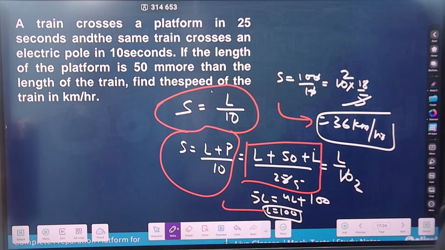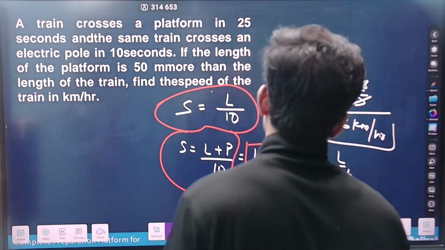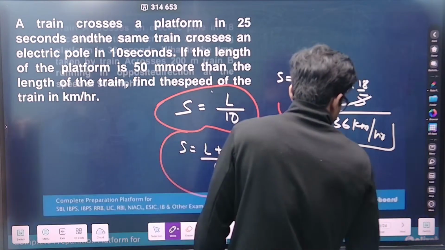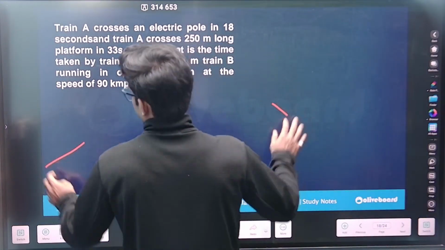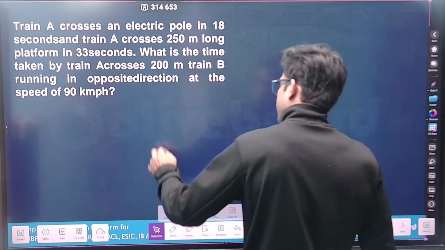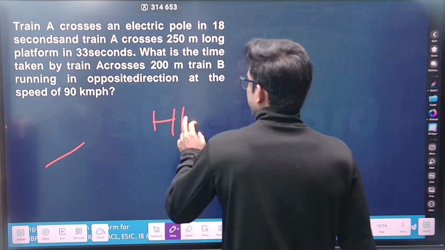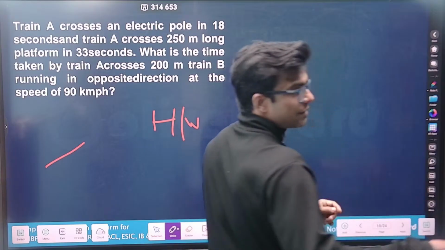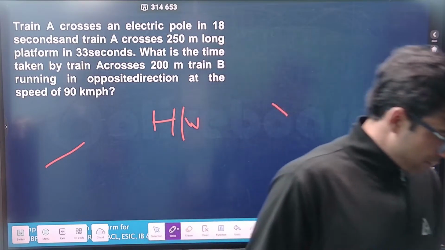Is there any doubt, or let me give you one homework. Yeah, this is the question, guys. Can you please solve it? This is a homework. You can comment on this. And if I say now that comment in the comment section, please comment in the comment section.